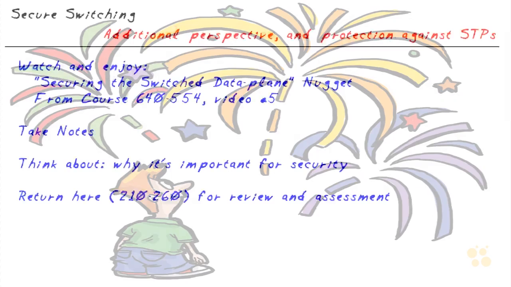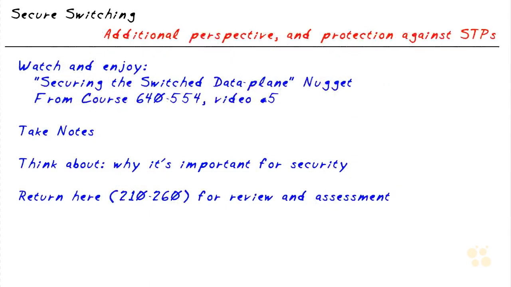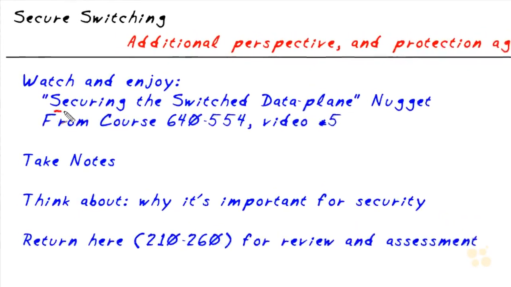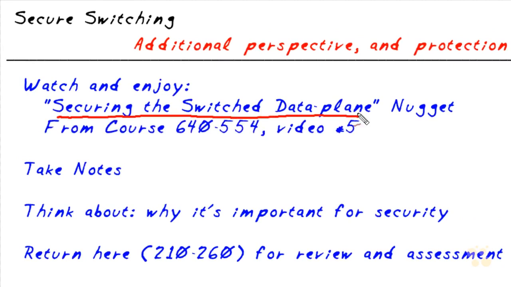Well, what I'd love to do with you is 2 things. Number 1, I want to do a brief review of a couple of concepts that we've covered so far and also introduce some new topics, including VLAN hopping and some spanning tree protocol attacks. And in order to accomplish those 2 goals, I'd like to have us watch this specific nugget called Securing the Switched Data Plane, and it is from the course 640-554.